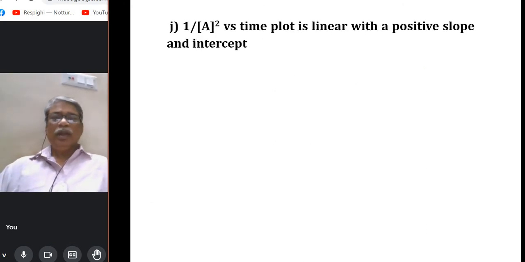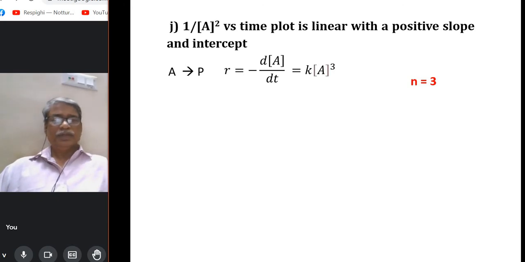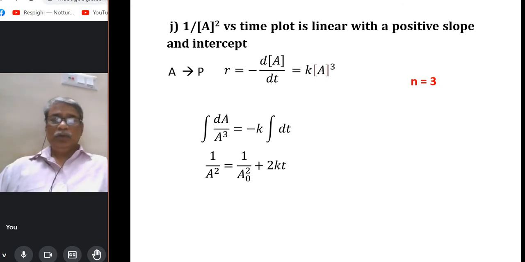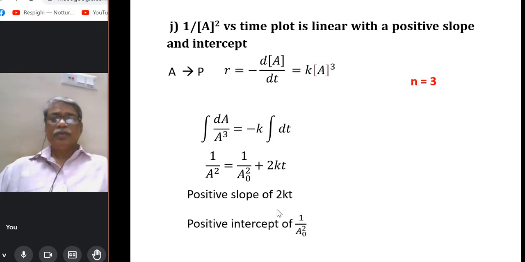Next question, 1 by a square versus time plot is linear with a positive slope and intercept. The answer is 3, and we will verify that. Well, A to P, now rate expression involves a to the power 3, order 3. So if you do separation of variables and then integrate, dA by a cubed is minus k dt, and put the limits a0 to a, 0 to t, you will get an equation like this. Clearly it shows that it's a straight line of slope 2k and intercept 1 by a0 square. Both are positive quantities here. So I think I've got it.